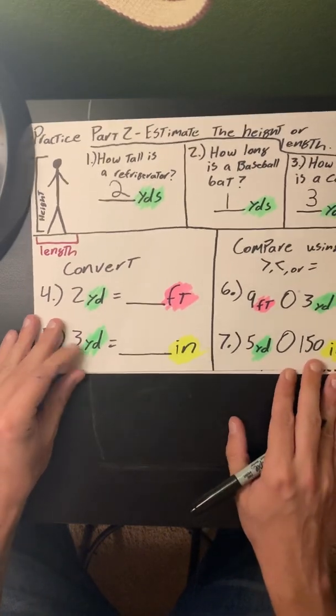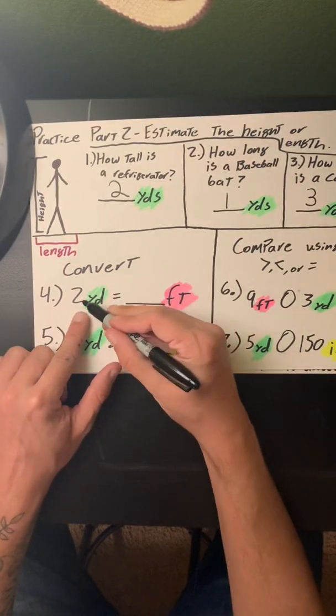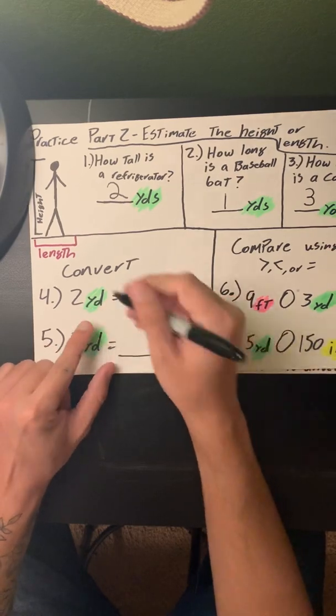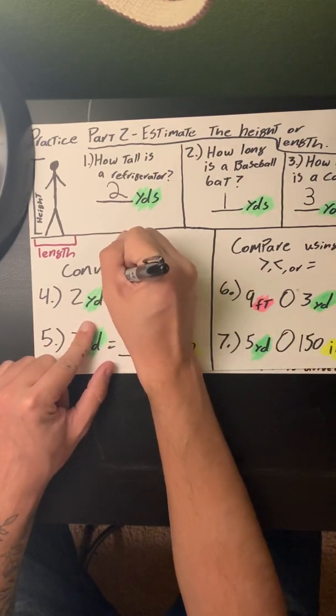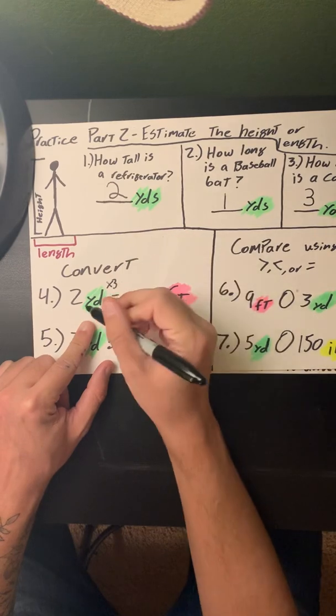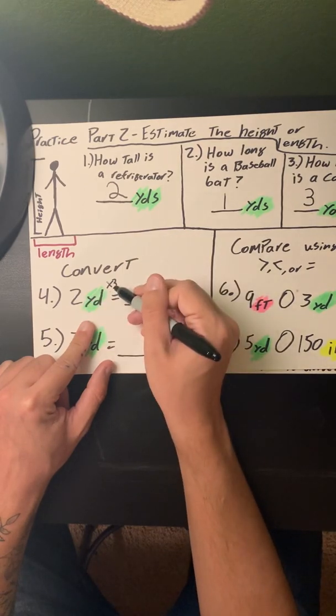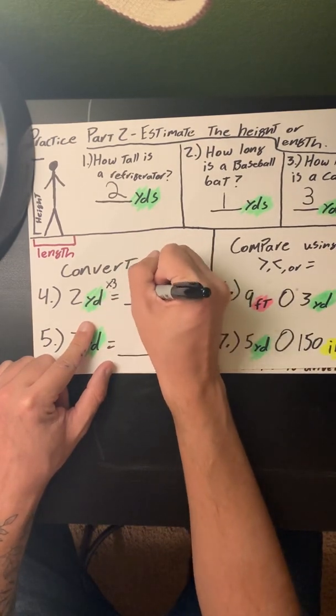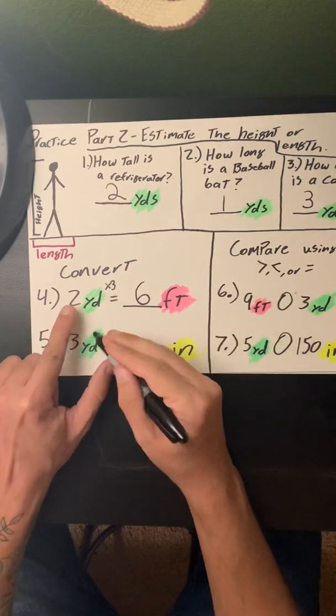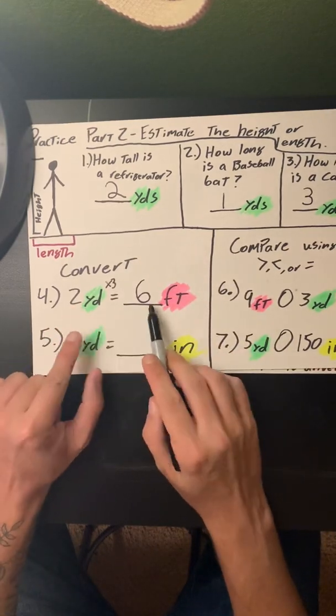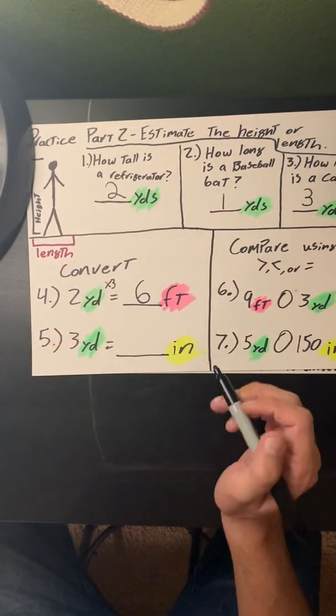Converting, if I'm converting yards to feet, I want to multiply by 3. So I'm going to multiply 2 times 3. 2 times 3 is 6. So if I'm converting 2 yards, that is equal to 6 feet.